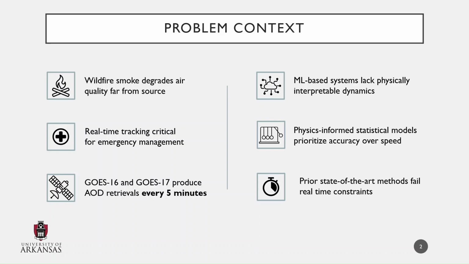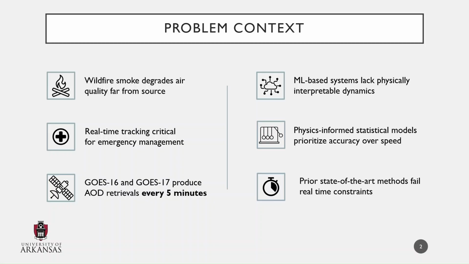The good news is that we have excellent satellite data available already. The GeoES 16 and the GeoES 17 geostationary satellites produce aerosol optical depth, or AOD, retrievals every 5 minutes over the continental United States. That is an extraordinarily fine temporal cadence for atmospheric monitoring.